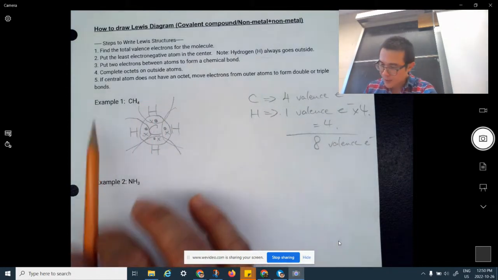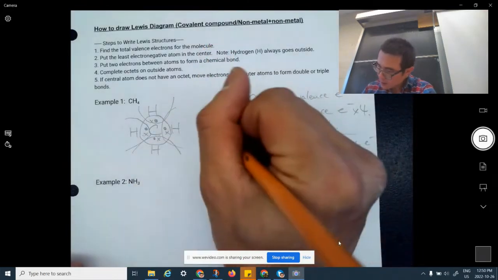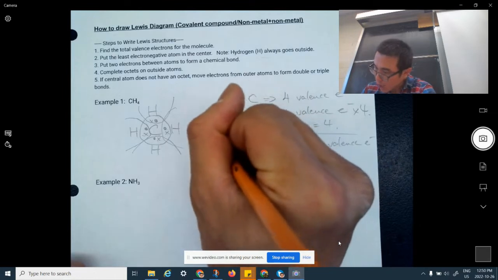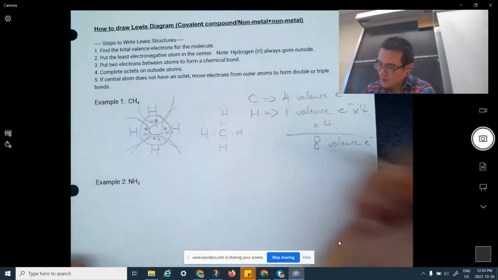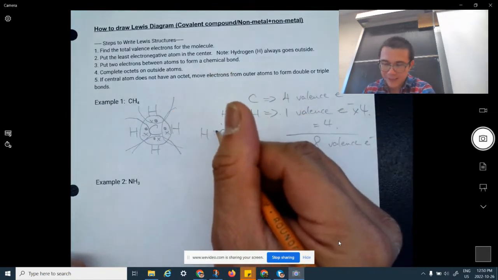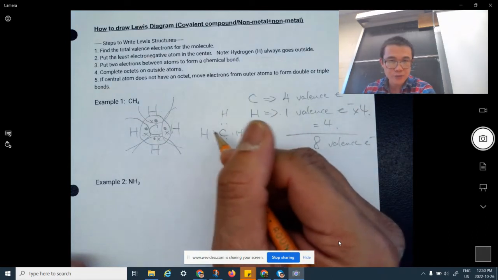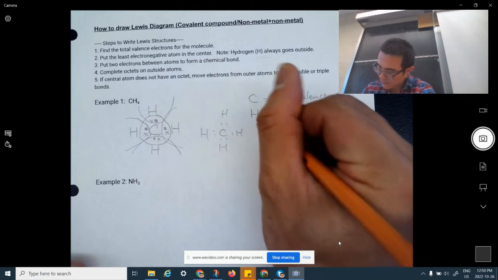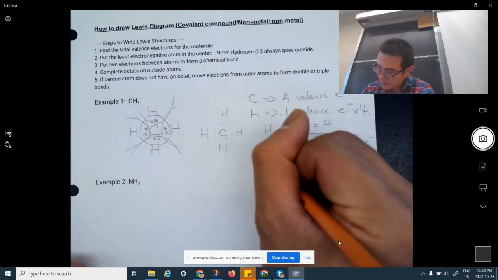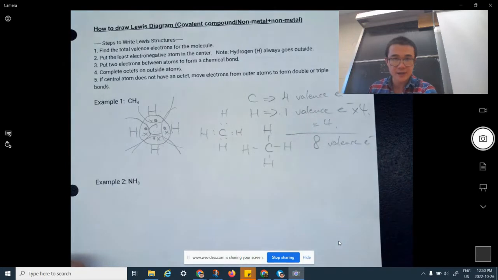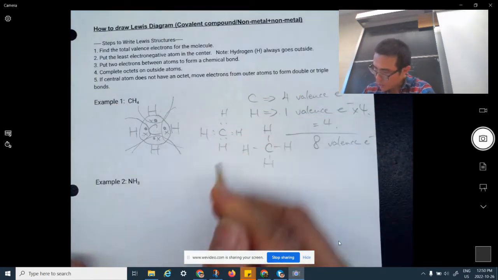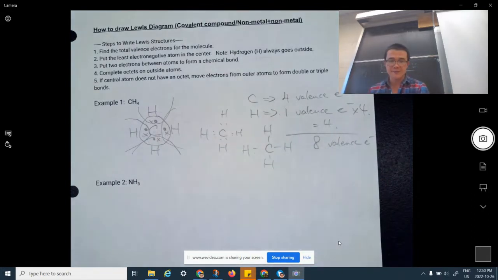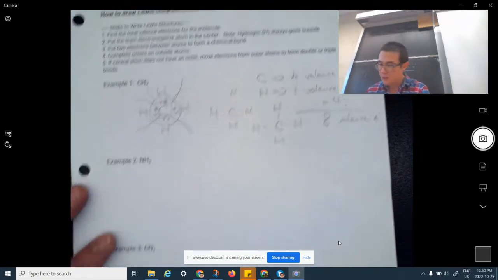Okay, so you can draw the Lewis dot diagram like this, or you can replace each pair of electrons, the 2 dots, by a line. So in this case, you have this here. So you can always do it this way or this way, depending on what I ask for. Okay, so hopefully this helps.